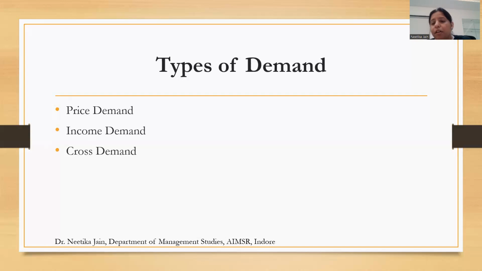So a cross demand comes up when the demand for the main product is affected by its substitute product or is affected by its complementary products.